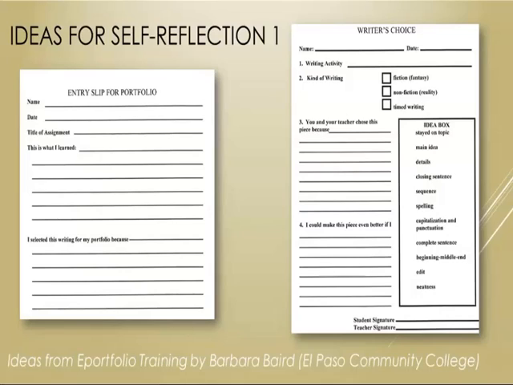And I selected this. Now, this was about ELA and a lot of writing. So I selected this writing for my portfolio, but you could substitute: I selected this activity, or whatever you're working on. The writer's choice, again, is just a different type of reflection. You and your teacher chose this piece together. In other words, why did you choose this? And I could make it better. And I really like that I can make it better.